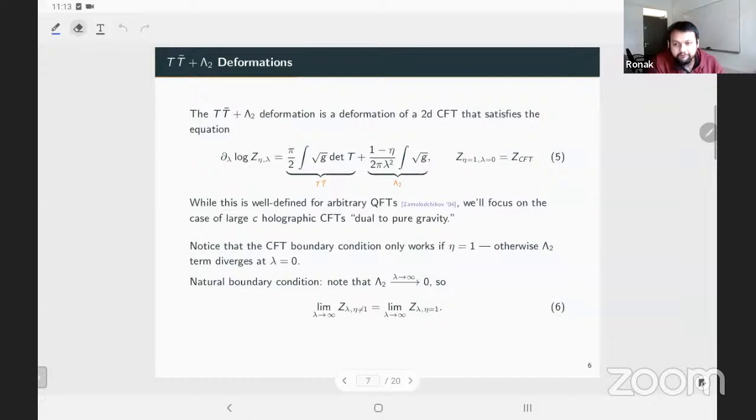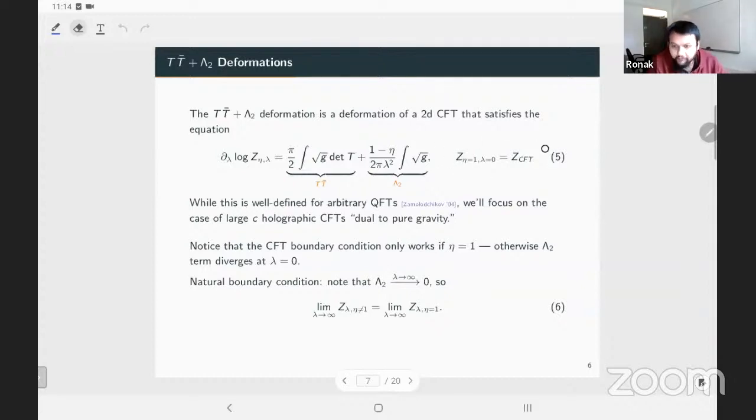Now, notice that we said lambda is a deformation parameter. So we want to turn it off and get the CFT partition function. But here, if you look at this, this is not generically possible because there's a lambda in the denominator. Why is there a lambda in the denominator? Dimensional analysis. Lambda has dimensions of length squared. An area has dimension of length. The left-hand side has dimension of 1 by length squared. So you need a 1 over lambda squared to make up the difference. Right? So only when eta equals 1 can you send lambda to 0. Otherwise, this lambda 2 term diverges.